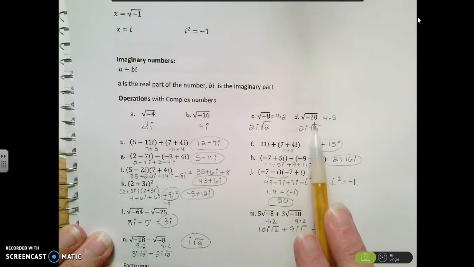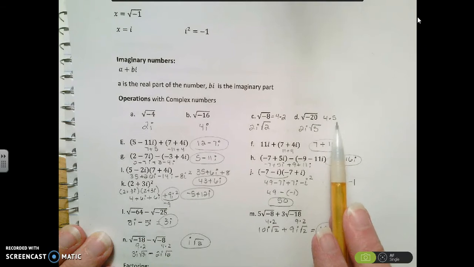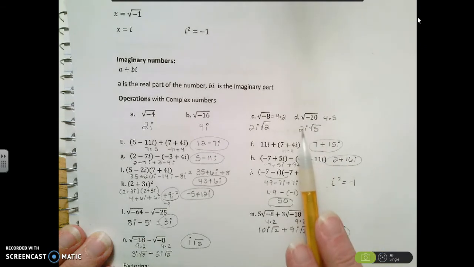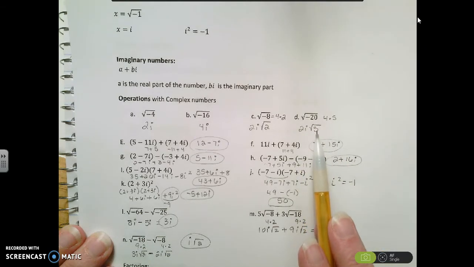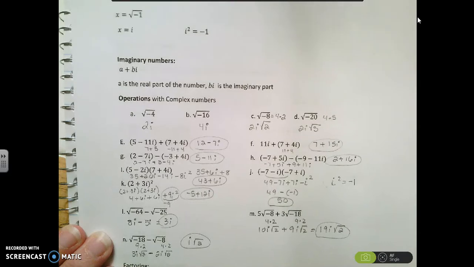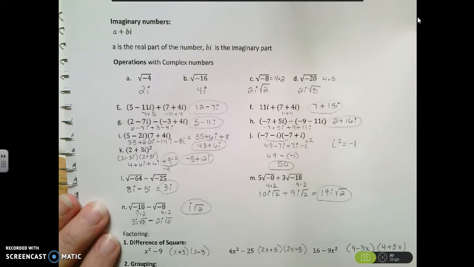The square root of -20 would be 4 times 5. Square root of 4 is 2, so it would be 2i square root of 5. So these are complex numbers or imaginary numbers here.